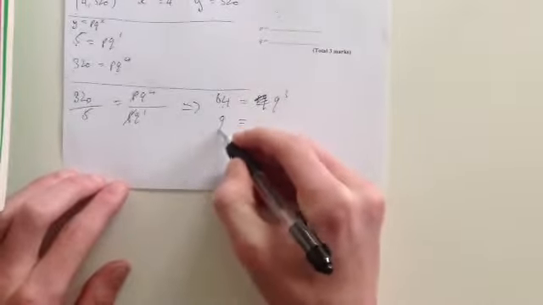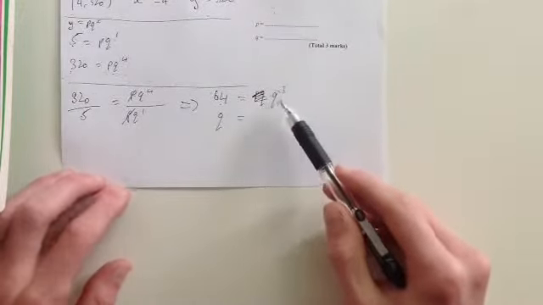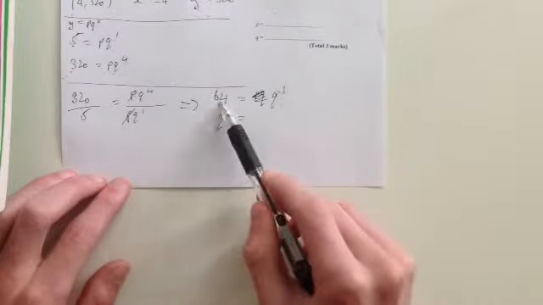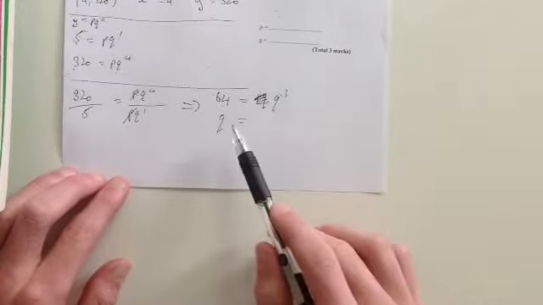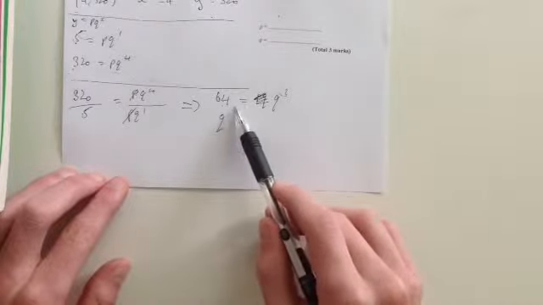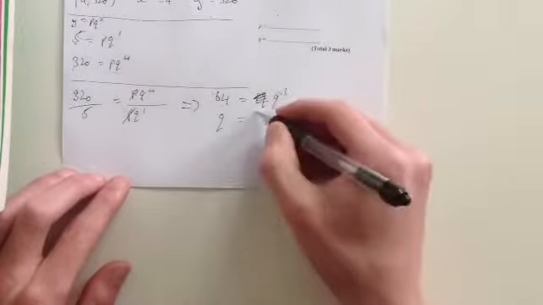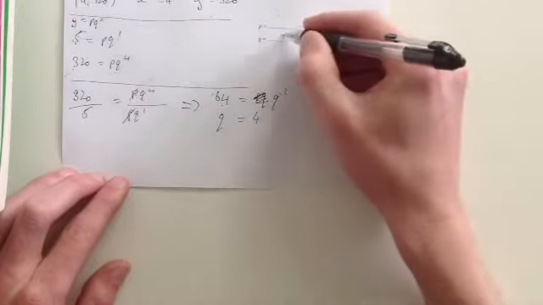Okay, we then try and find the value of q. So q cubed equals 64, and you should know that 4 cubed equals 64: 4 times 4 is 16, times 4 equals 64. So the value of q equals 4.